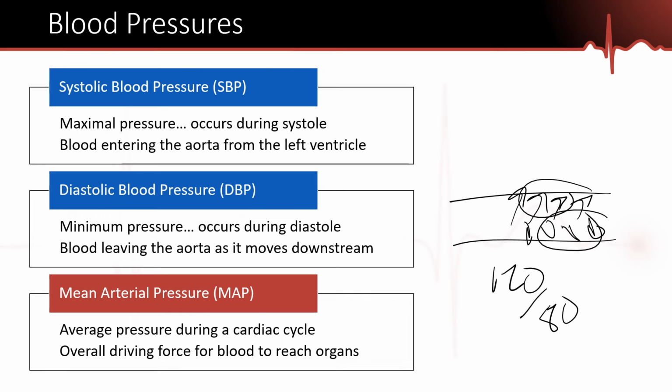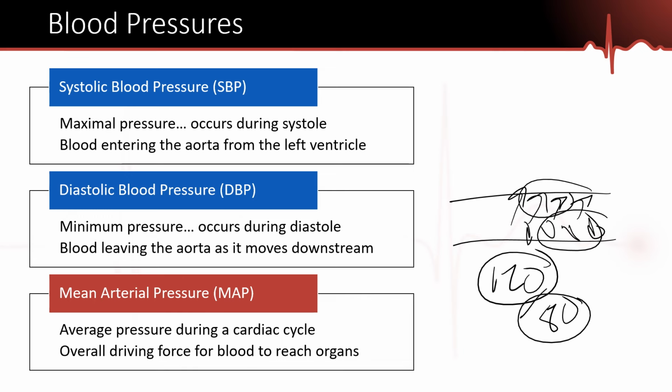That's a measurement in units of millimeters of mercury. So we would say that the blood pressure within the brachial artery is 120 systolic over 80 diastolic. That means the maximum amount of force or pressure that the blood is exerting against the wall of the brachial artery is 120 millimeters of mercury, and the minimum amount of pressure or force that the blood is exerting against the wall of the brachial artery is 80 millimeters of mercury. 120 systolic, 80 diastolic.